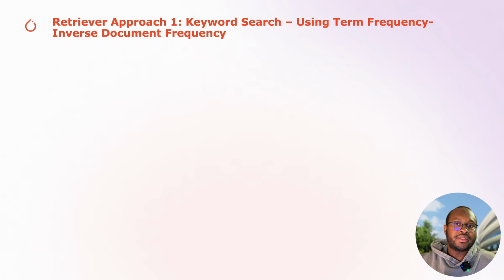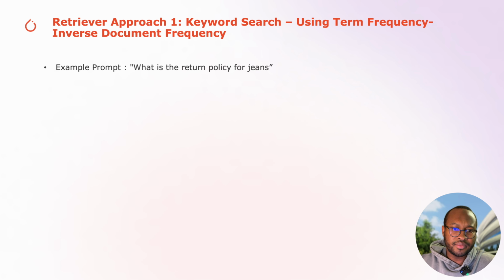All right, so let's say we have a prompt. How do we retrieve relevant information from our database? Well, an approach that you can use for the retriever is keyword search, right? Using an algorithm like term frequency inverse document frequency. So let's say we are building a chatbot, and we might have a prompt that is asking what is the return policy for jeans.